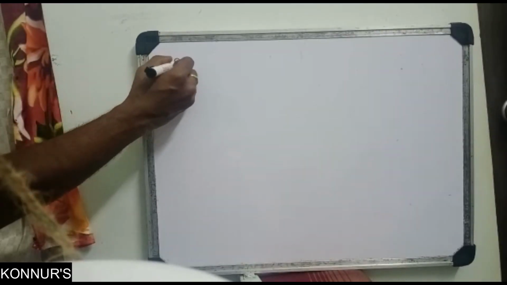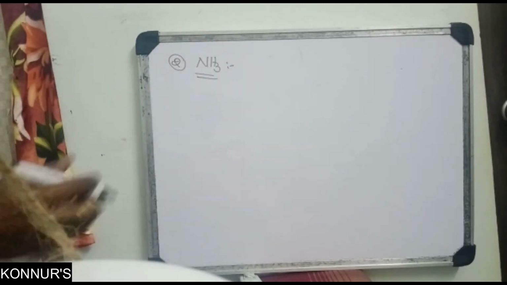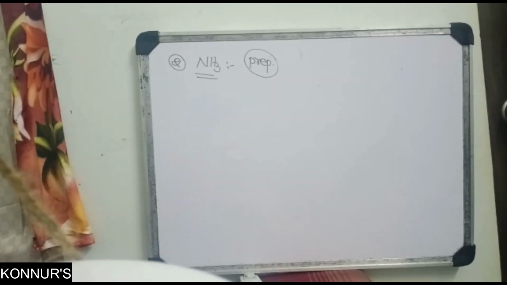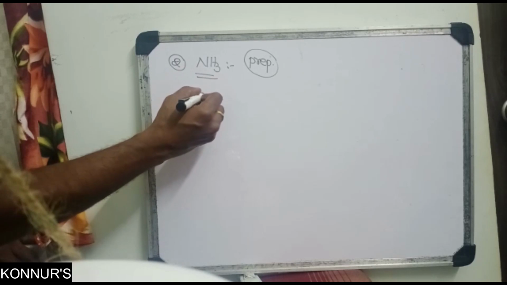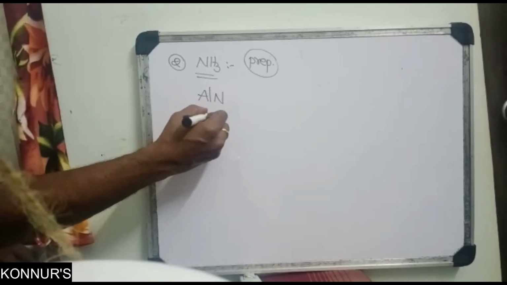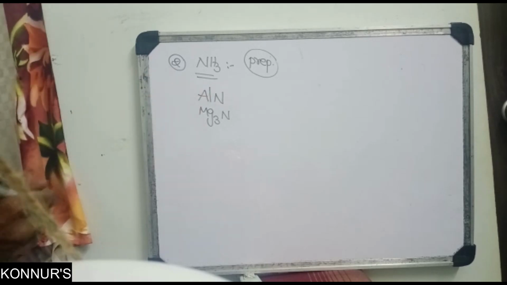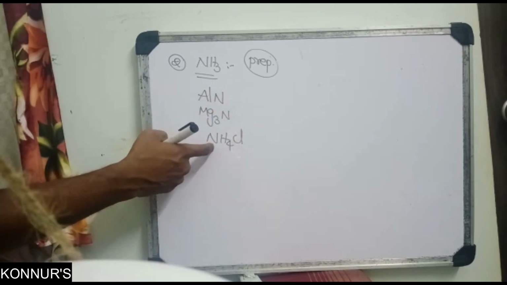Next, the second compound we are going to discuss is ammonia. So ammonia preparations. So preparation of ammonia. Again here also you take nitrogen compounds. So all nitrogen compounds you can take. Nitrogen compound means, what can we take? Aluminium nitride, magnesium nitride. So nitrogen related compounds. Next, ammonium chloride, nitrogen is there.